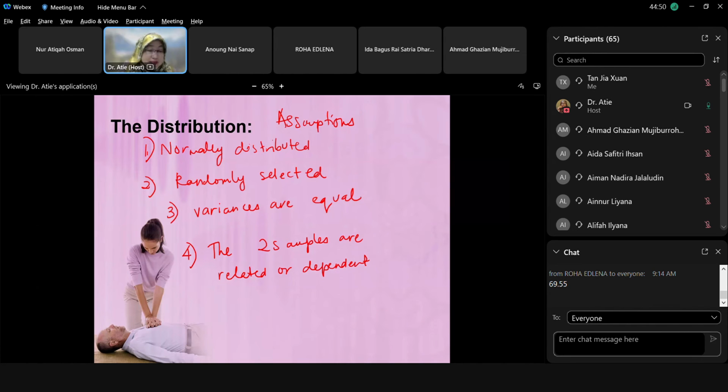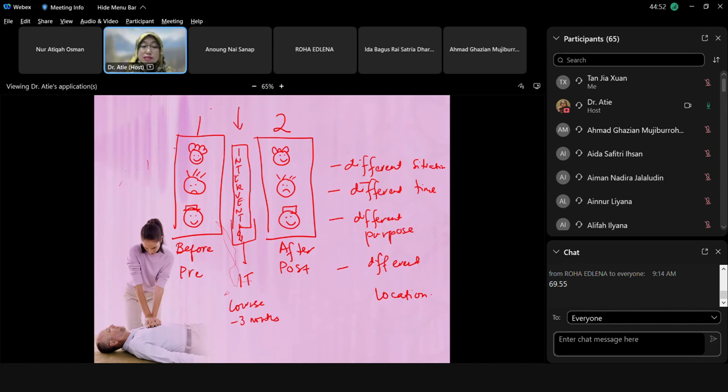So for examples, I already mentioned just now. So maybe you can copy this one down for the examples of the dependent samples, okay? Like just now we have the diet program, and also the IT course for 3 months. It's supposed to be the same people. Usually we use the same people, but for different situations, different times.